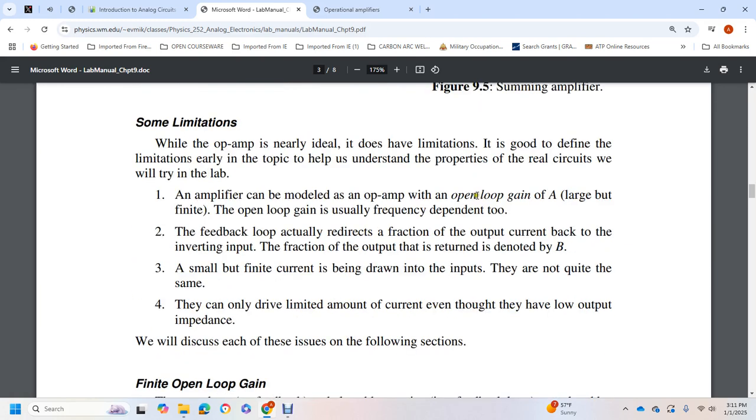Some limitations. The op amp is nearly ideal, but it has some limitations that the real circuit will show in the lab. An amplifier can be modeled with the op amp having an open loop gain with a large value, but not infinity. The open loop gain is usually frequency dependent. A feedback loop redirects a fraction of the output back to the inverting input, with the fraction returned denoted by B. A small finite current is drawn into the input, so the inputs are not quite the same, and the output can only be driven with a limited amount of current, even though it has low output impedance. We will discuss each of these issues in the following sections.